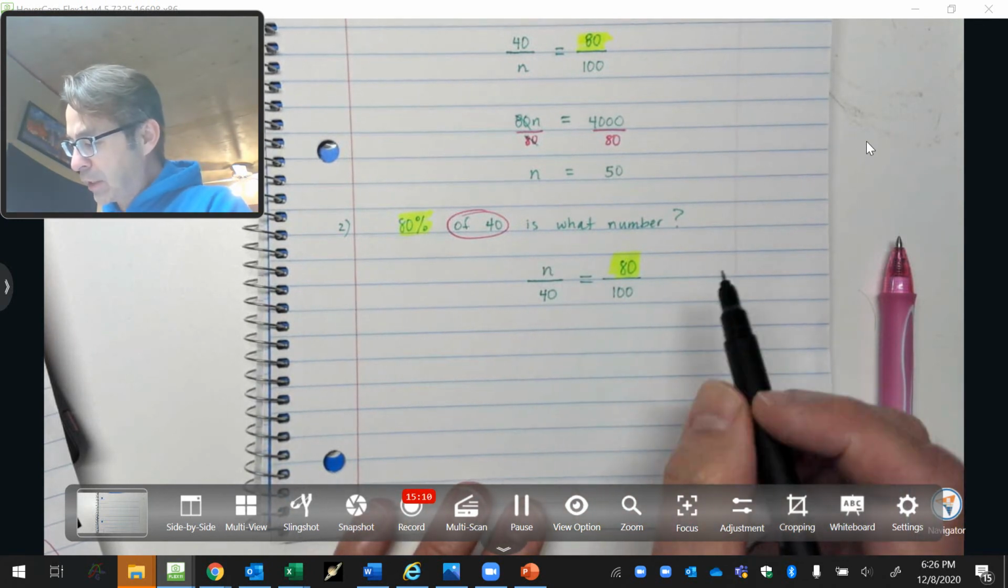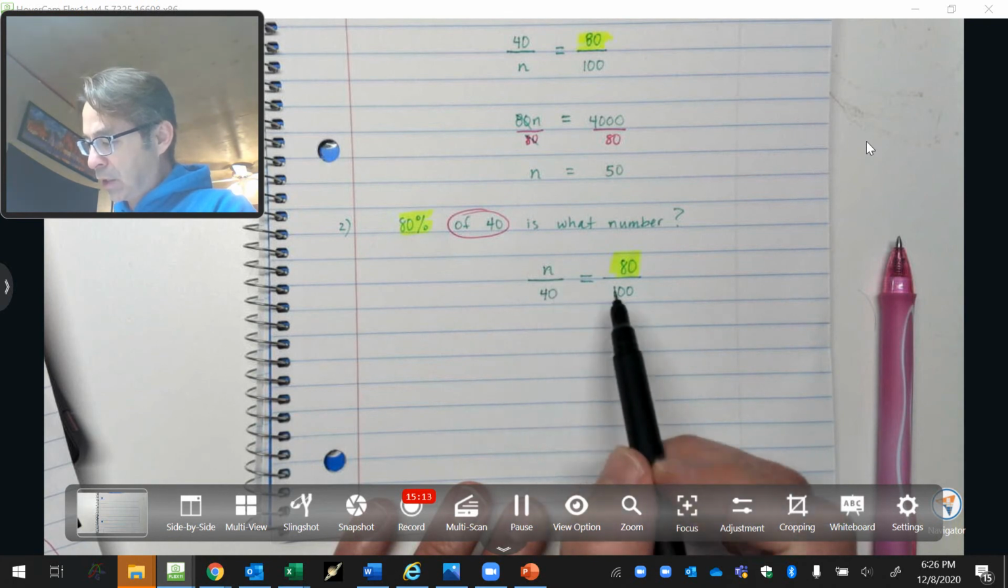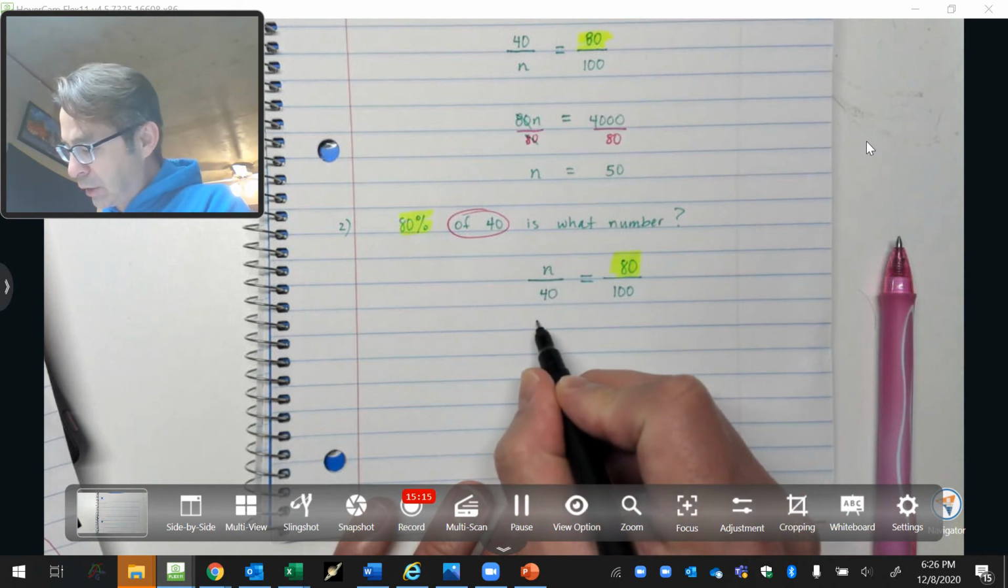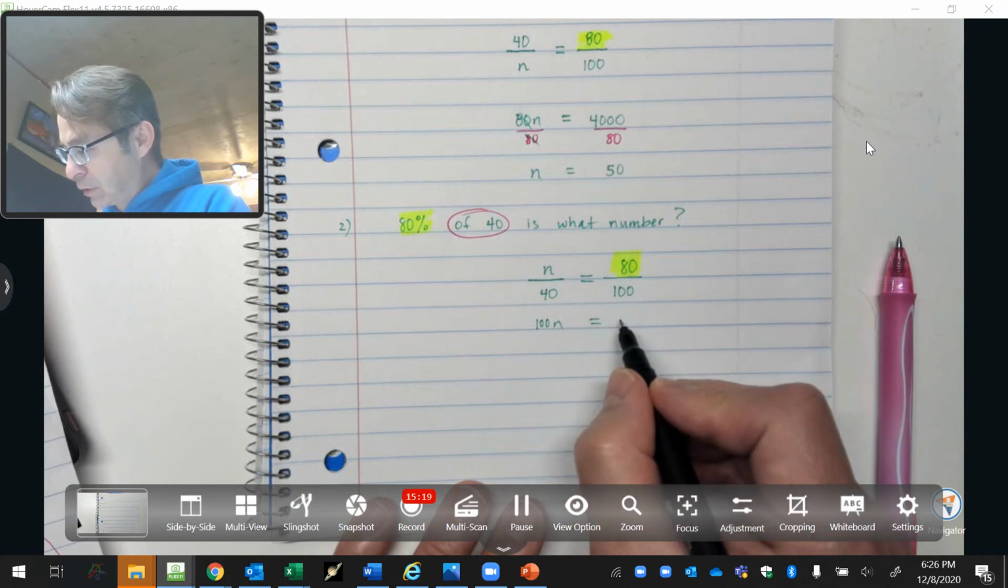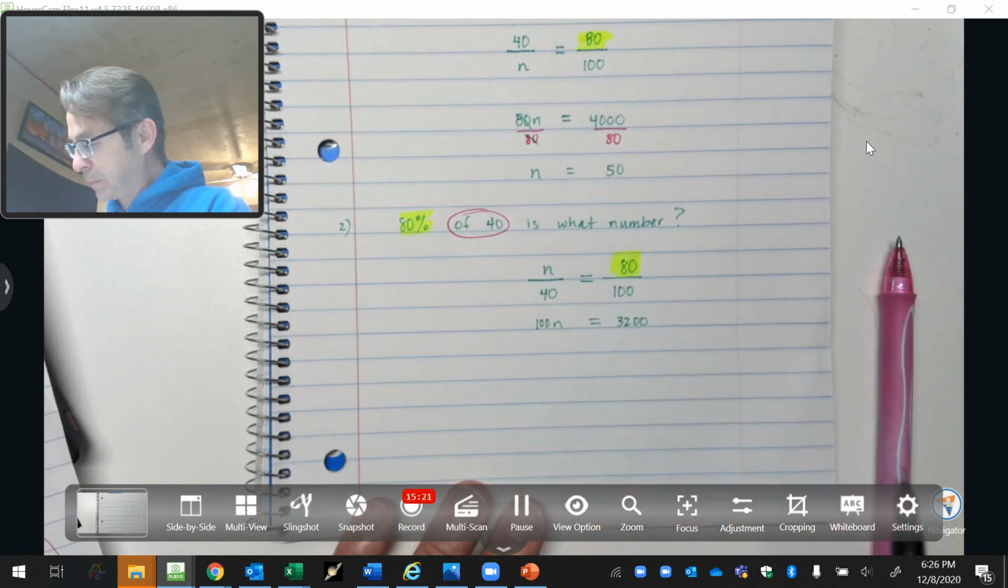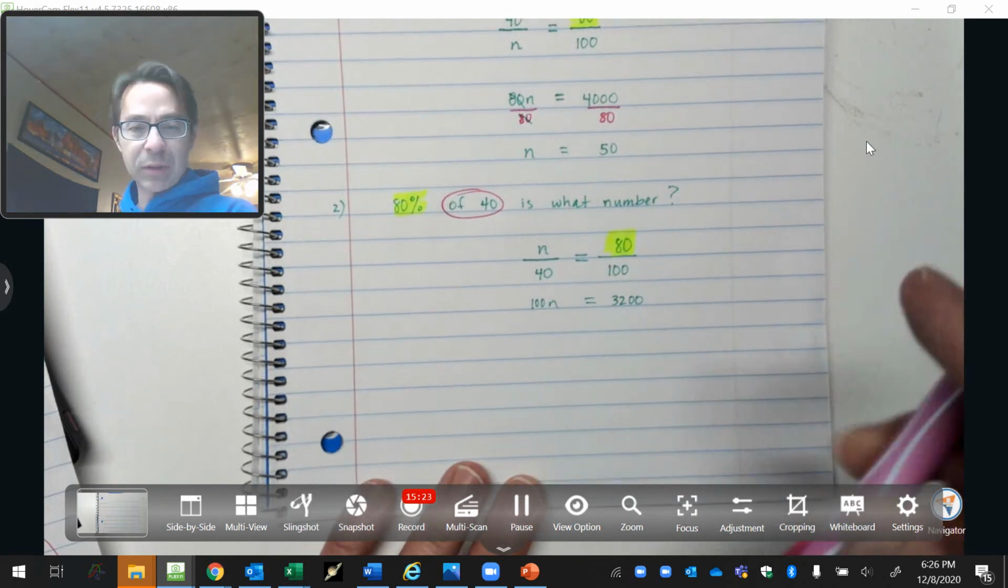I'm going to use n again. N times 100 is 100n. Equals sign goes right there. 40 times 80 is 3,200. And then divide both sides by 100.